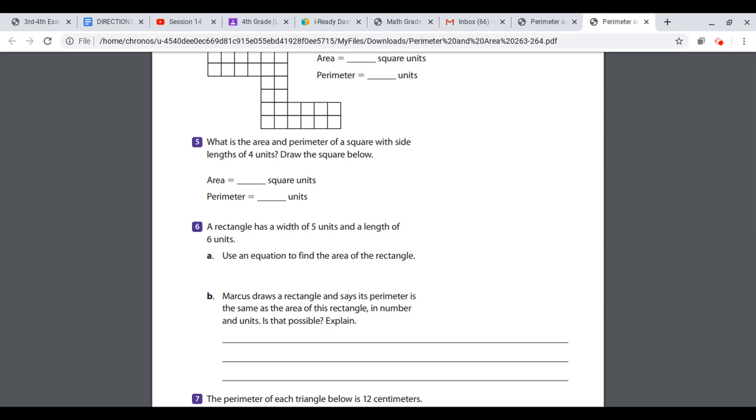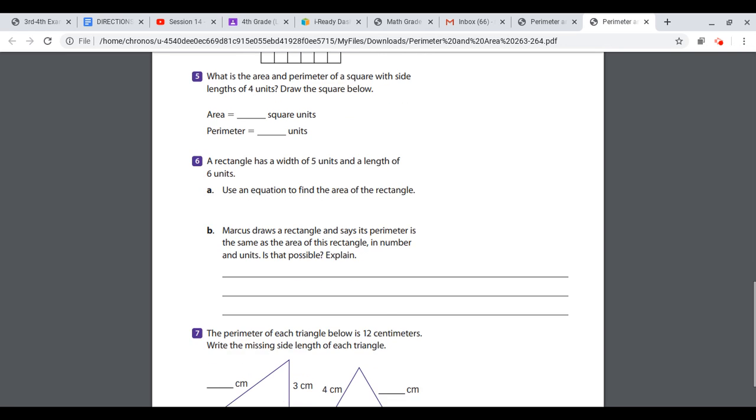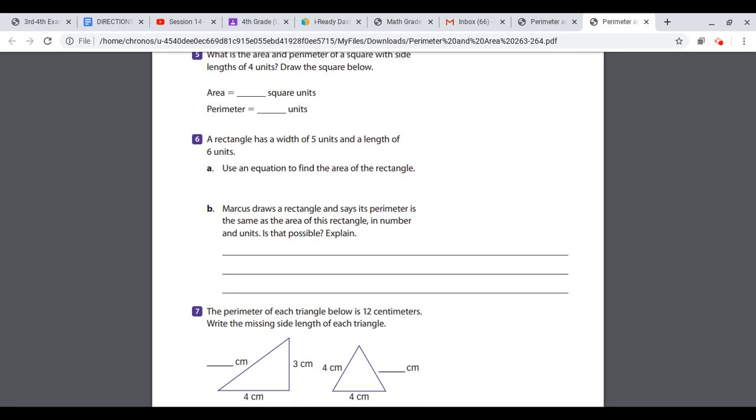6. A rectangle has a width of 5 units and a length of 6 units. Use an equation to find the area of the rectangle. B says Marcus draws a rectangle and says its perimeter is the same as the area of the rectangle in number and units. Is that possible? So it's asking, is it possible for a rectangle to have the same area and perimeter? And that answer is yes, it is possible for that to happen.